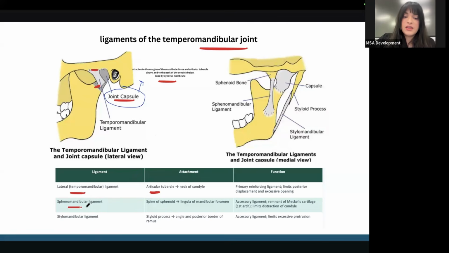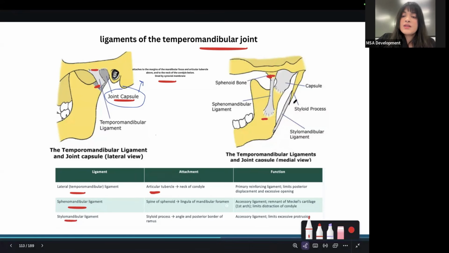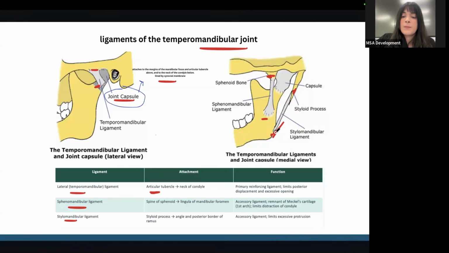Then you have the sphenomandibular ligaments. Over here you can see it goes from the sphenoid to the mandible. Then you have the stylomandibular ligaments, styloid process. So this is the styloid process. It goes to the angle and the posterior border of the ramus. This limits excessive protrusion.